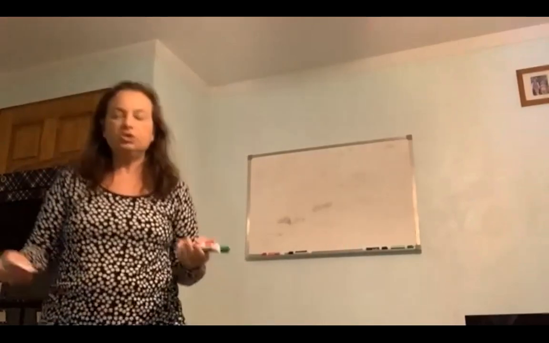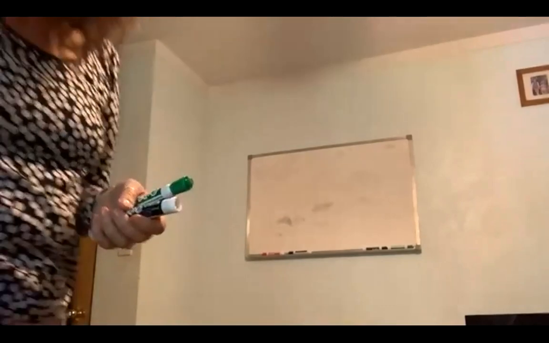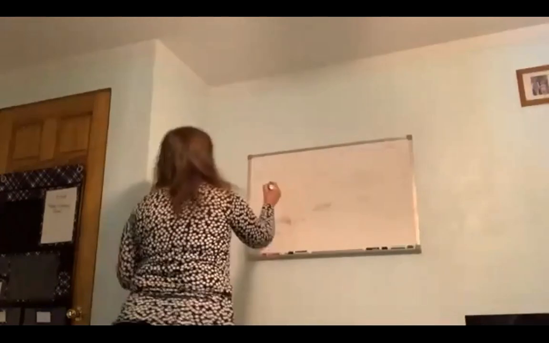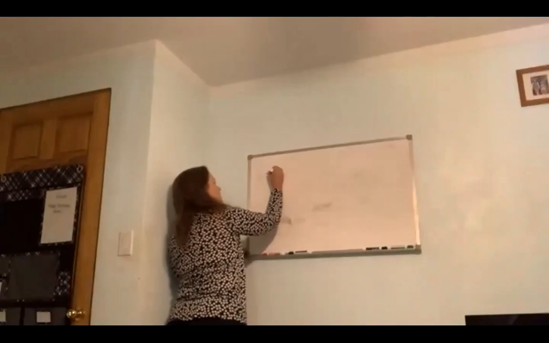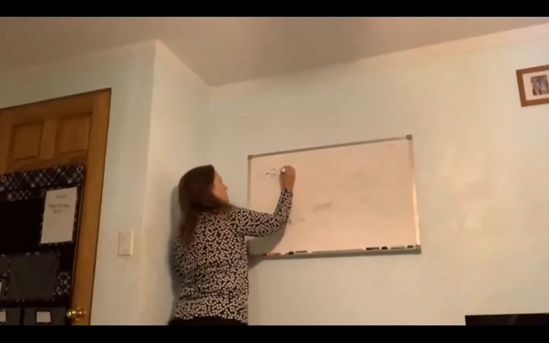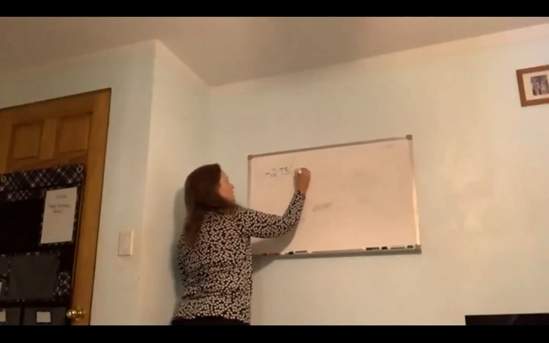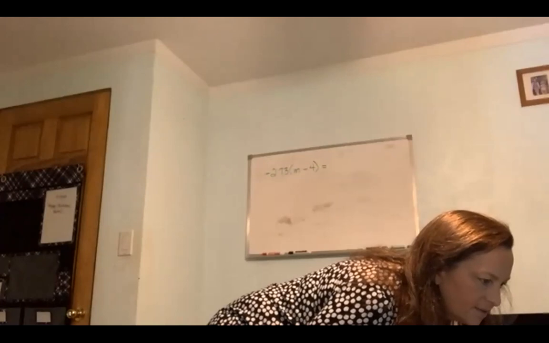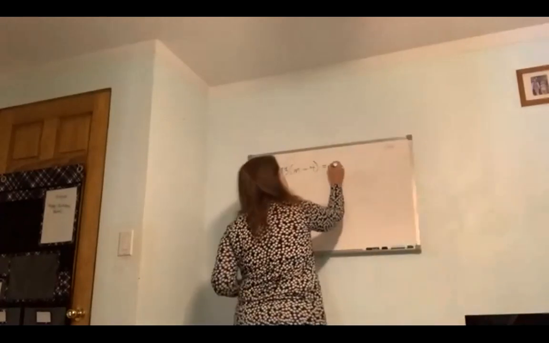All right, so we're gonna try the first problem I found. And this one is a decimal one, and I don't know if this is gonna relate well to one that you had trouble on, but here it is. It's negative 2.73 times m minus 4 equals negative 6m minus 4.38.